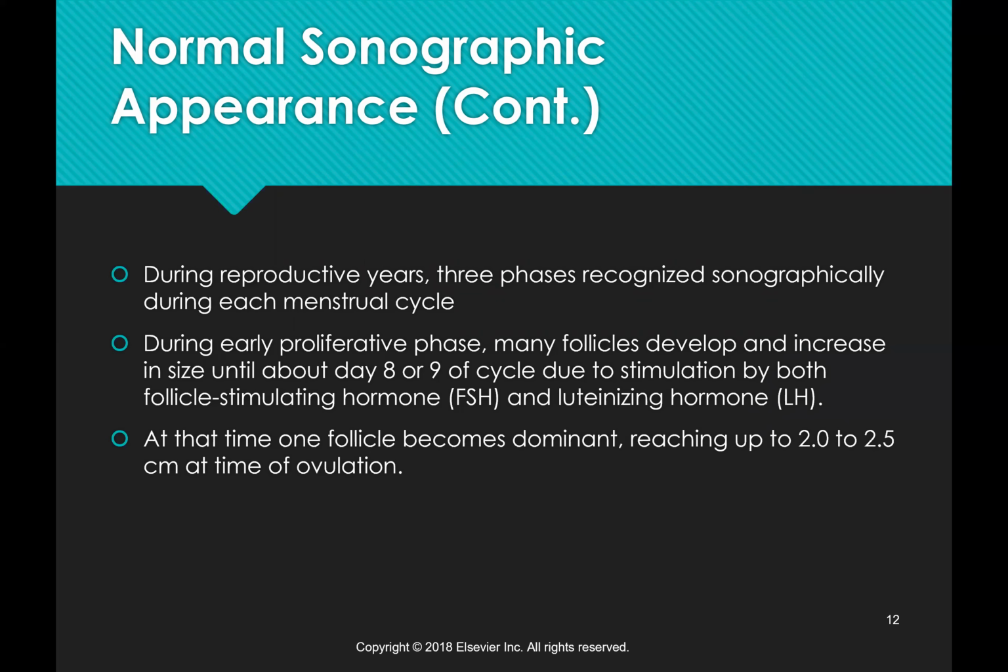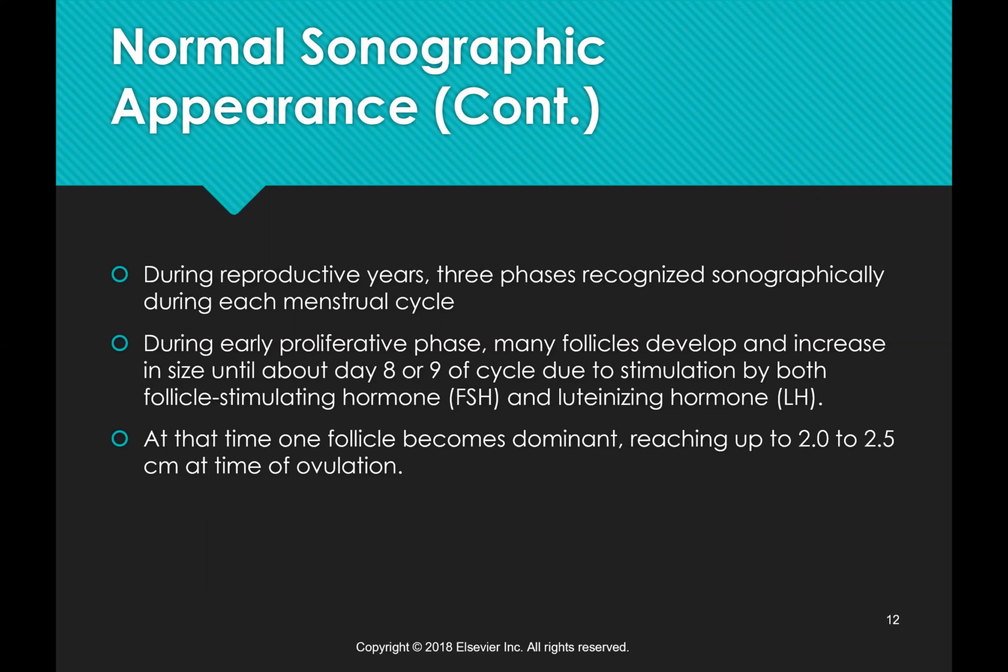So what I want you to know about this slide is during the early proliferative phase, many follicles develop and increase in size until about day 8 or 9. And this occurs because of the follicle stimulating hormone and the luteinizing hormone. If you remember, we talked about that a couple chapters ago. But at this time, one follicle becomes dominant and it reaches, this is for your test, 2 to 2.5 centimeters at the time of ovulation.